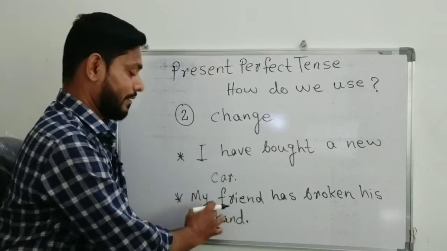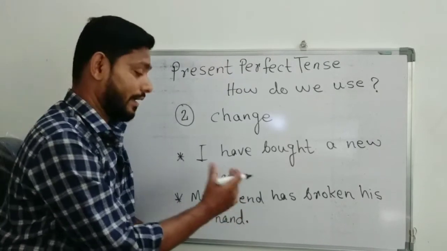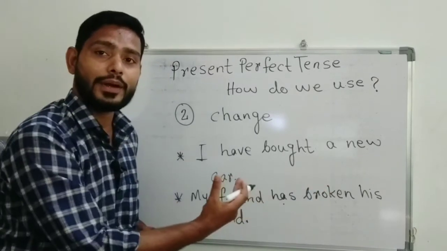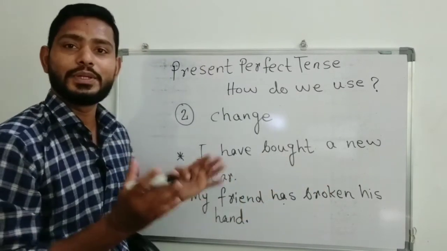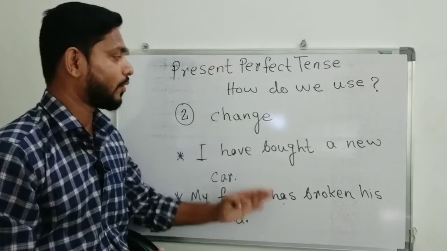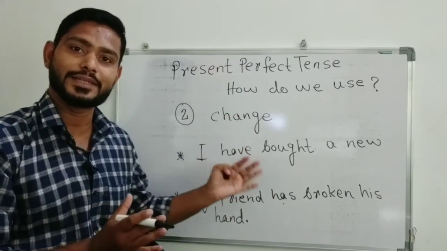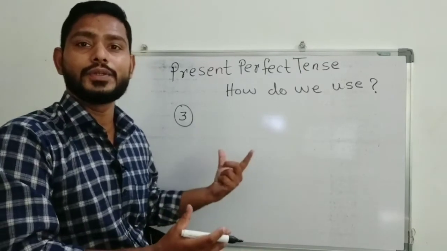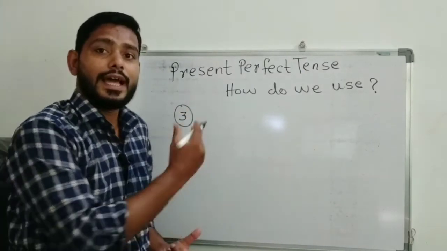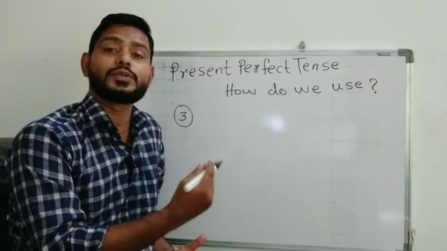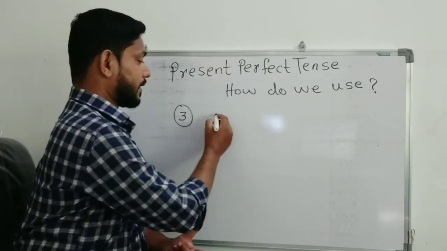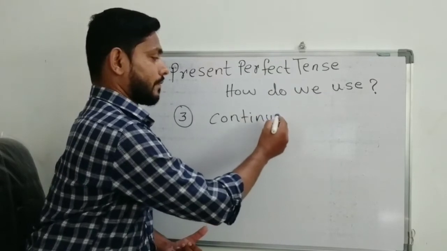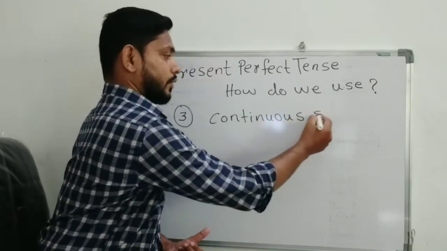The structure is: my friend is third person, singular. That's why we have used has broken. So this is a usage of present perfect tense to talk about change. I hope this concept is very clear to you. Now let's come to understand the third usage of present perfect tense. Present perfect tense is also used to talk about a continuous situation.